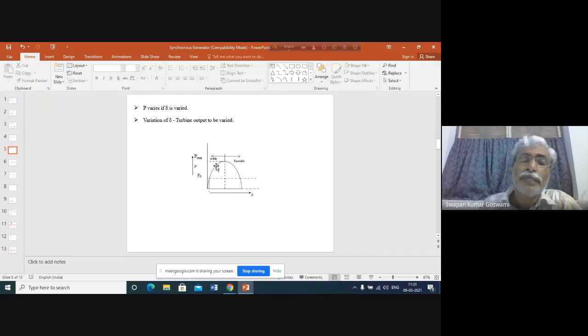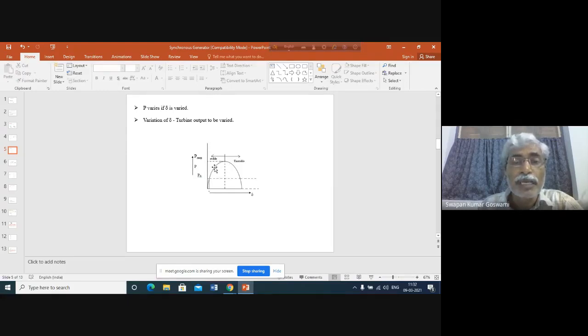So what will happen? Say this is the input power line, somewhere here. From here, input power has been shifted to this location. Again, the speed of generator will increase. Then, as a result, delta will increase. Output power will reach this value, say maximum value, and then again it will be shifted going in this direction. In this way, output power will become greater than input.